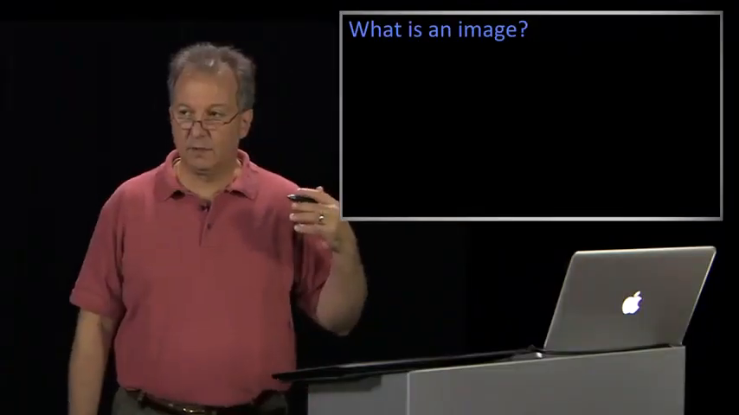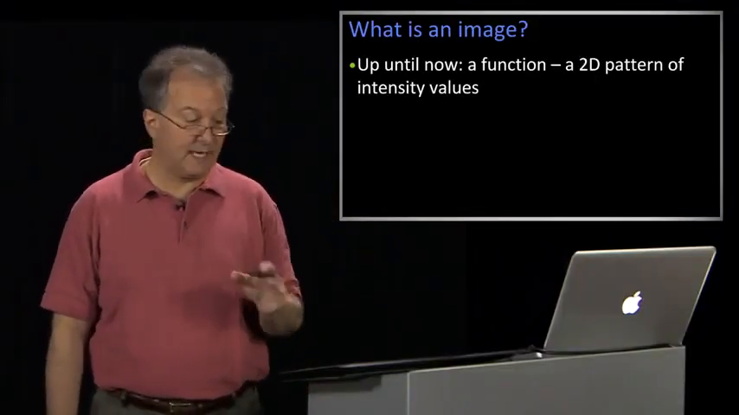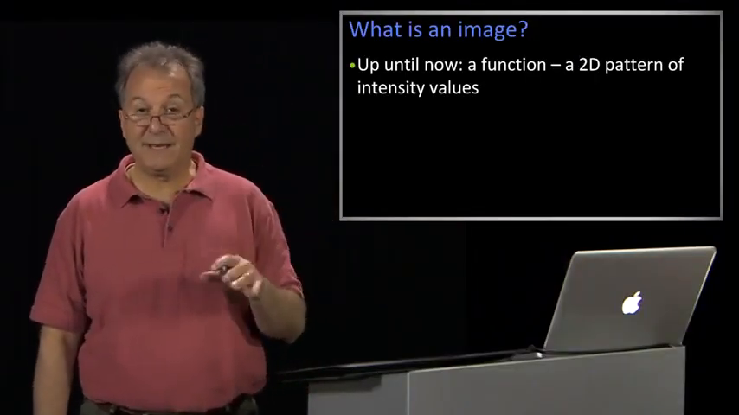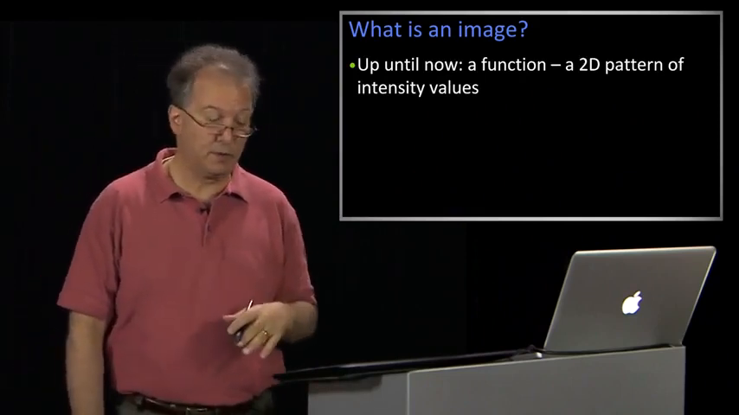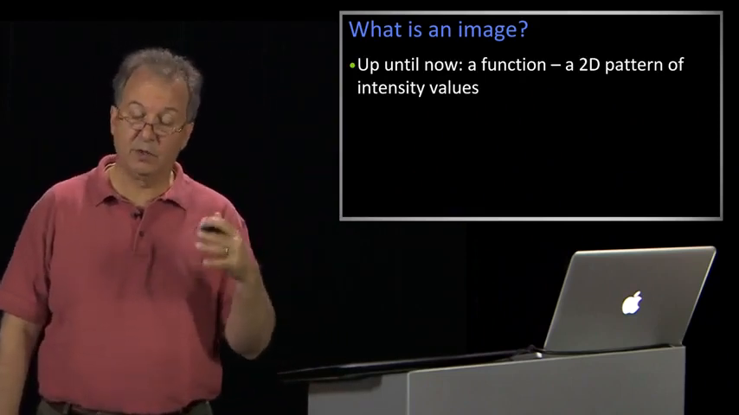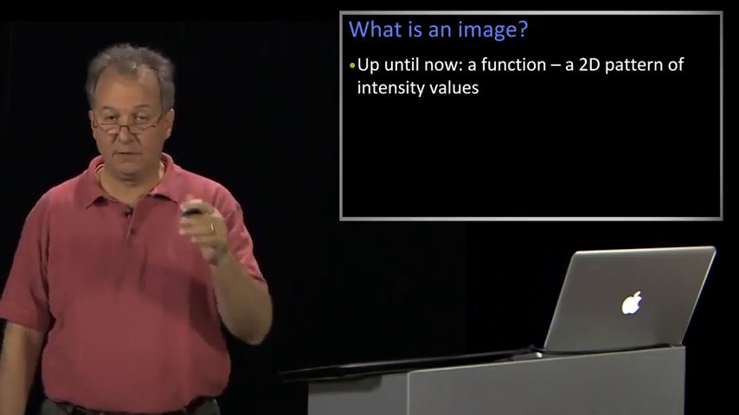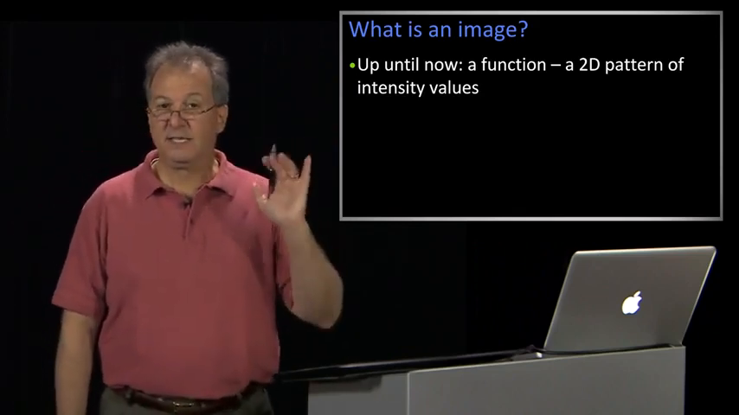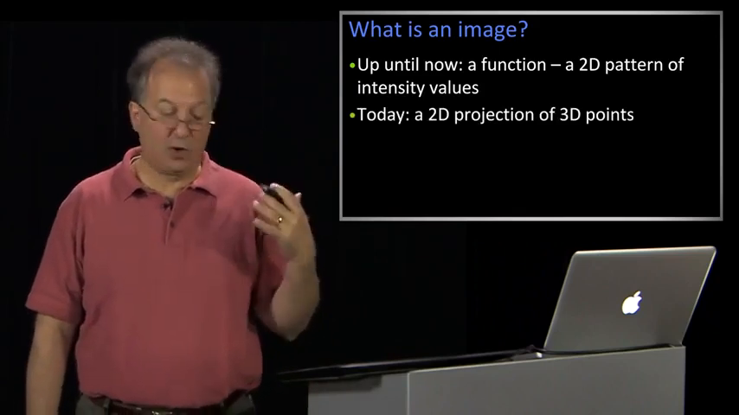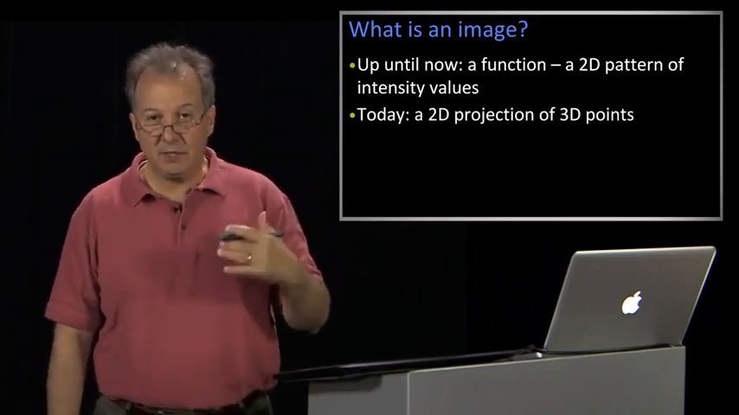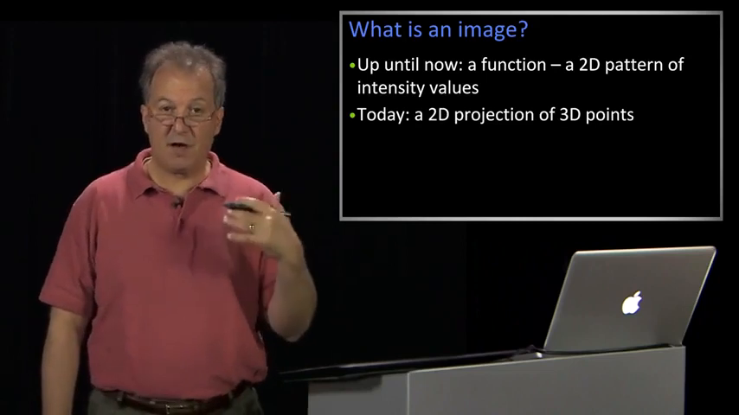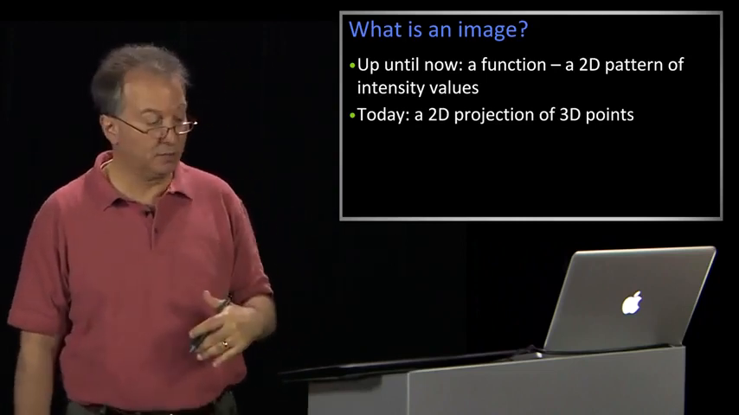So what is an image? Well, up until today, we've been talking about images as functions. Remember, they were a two-dimensional function, a function of intensity of 2 dimensions: x, y, u, v, i, j. Today, we're going to start saying, wait a minute, it's not just an arbitrary function. These images are actually projections of 3-dimensional scenes, of 3-dimensional points.